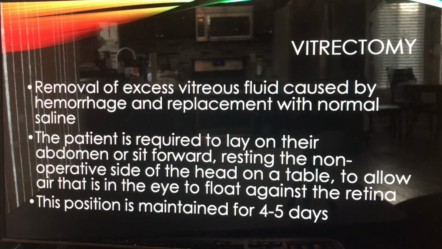Vitrectomy, this is removal of excess vitreous fluid caused by hemorrhage and replacement with normal saline. So the patient is required to lay on their abdomen or sit forward, resting the non-operative side of the head on a table to allow air that is in the eyes to float against the retina. And this position is maintained for 4 to 5 days.